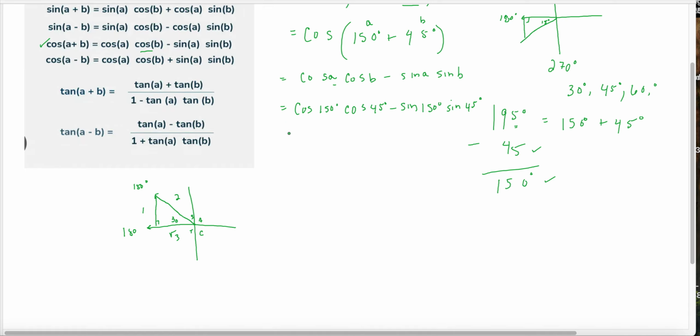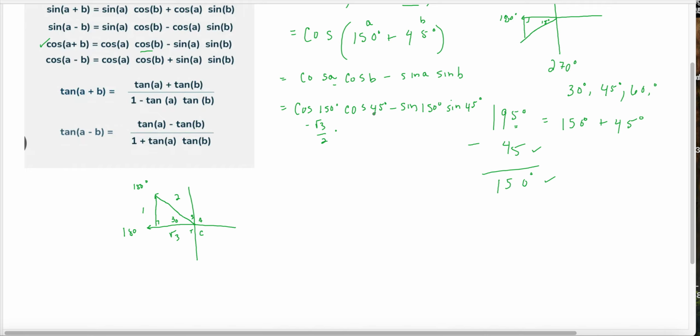So things I want to know here is cosine of 150. So I'm looking at this triangle, cosine is adjacent over hypotenuse, and cosine is negative in quadrant 2. So cosine of 150 is negative square root of 3 over 2.